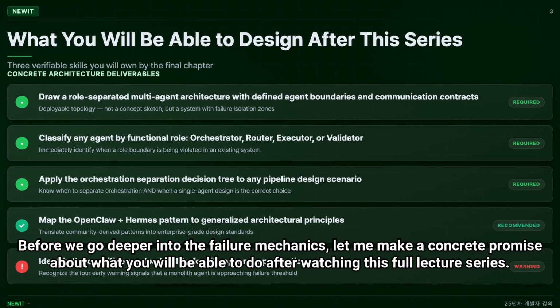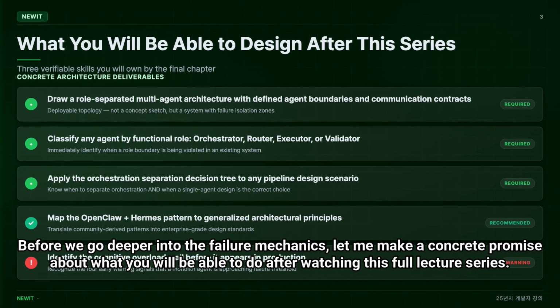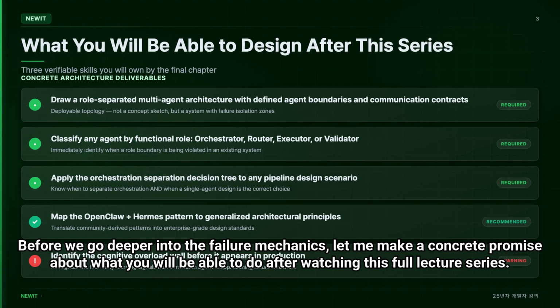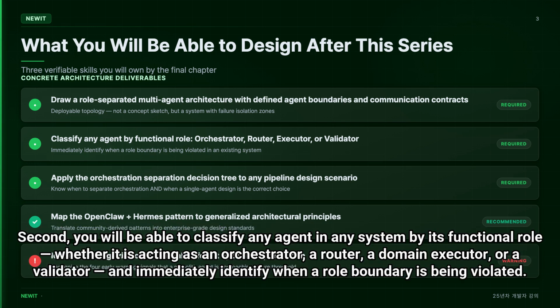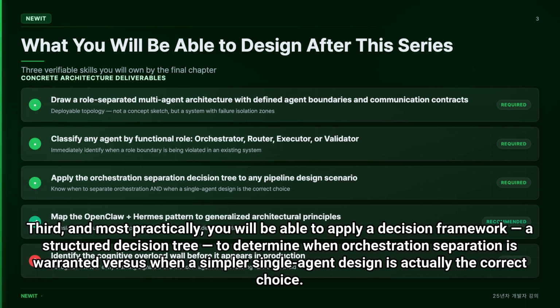Before we go deeper into the failure mechanics, let me make a concrete promise about what you will be able to do after watching this full lecture series. First, you will be able to draw a role-separated multi-agent architecture from scratch, not as a vague concept diagram, but as a deployable topology with clearly defined agent boundaries, communication contracts, and failure isolation zones. Second, you will be able to classify any agent in any system by its functional role, whether it is acting as an orchestrator, a router, a domain executor, or a validator, and immediately identify when a role boundary is being violated.